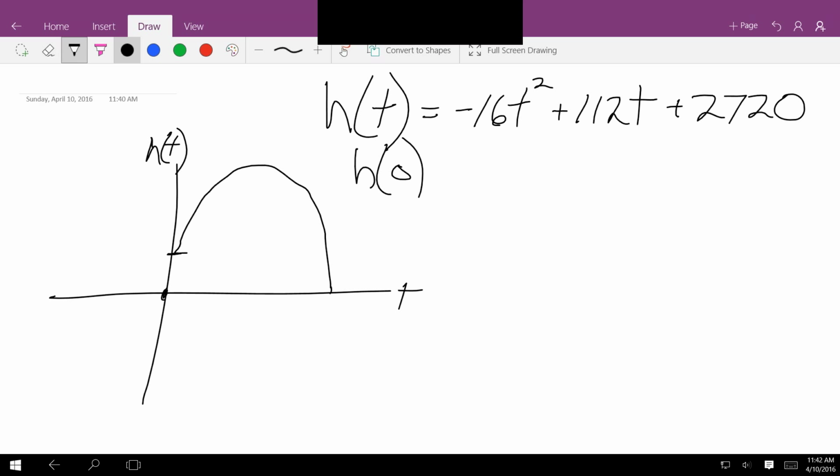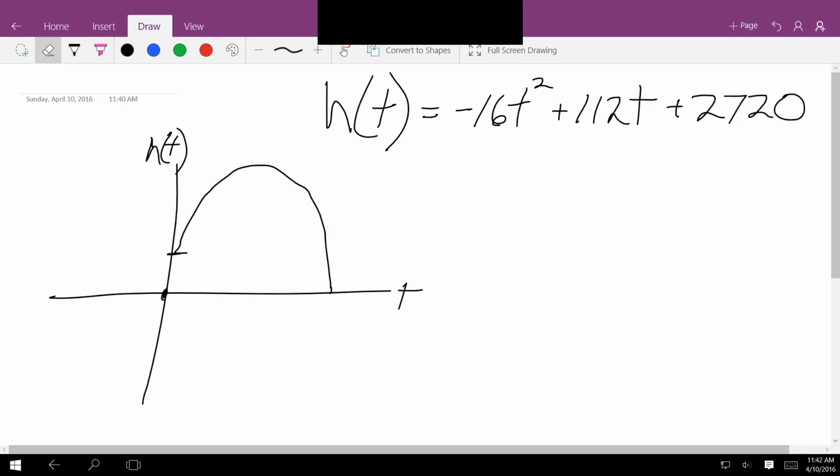Now, to find the maximum height of the rocket, what is that point called? The maximum of the parabola? Turning point? The vertex. The vertex is the most important part of the parabola, no matter whether it goes up or down. Whether you're graphing it, analyzing it, no matter what you're doing, the very first thing you always want to find is the vertex. In this case, the y-coordinate of the vertex, or the h of t coordinate, same thing, gives you the maximum height.